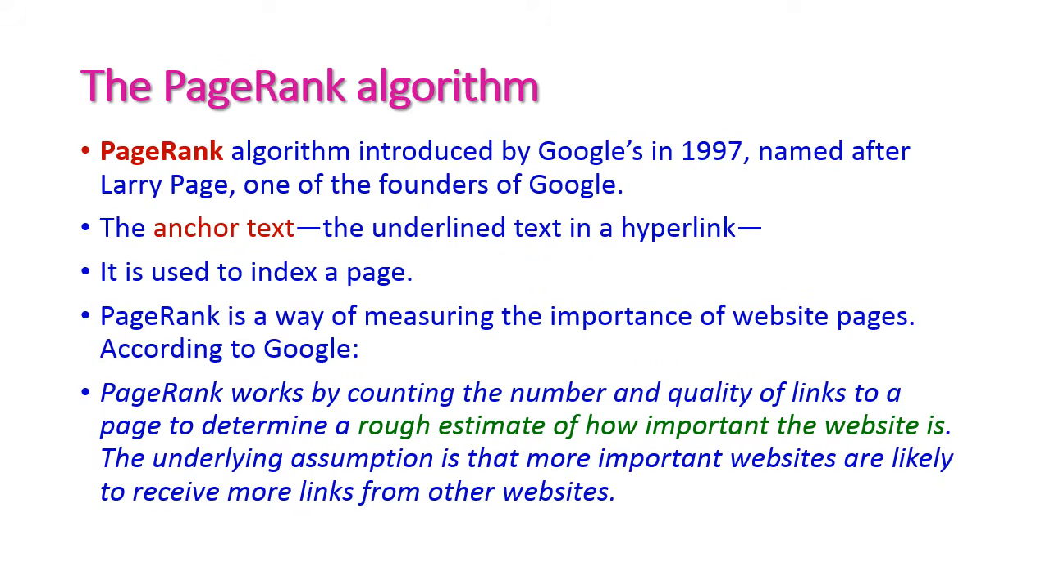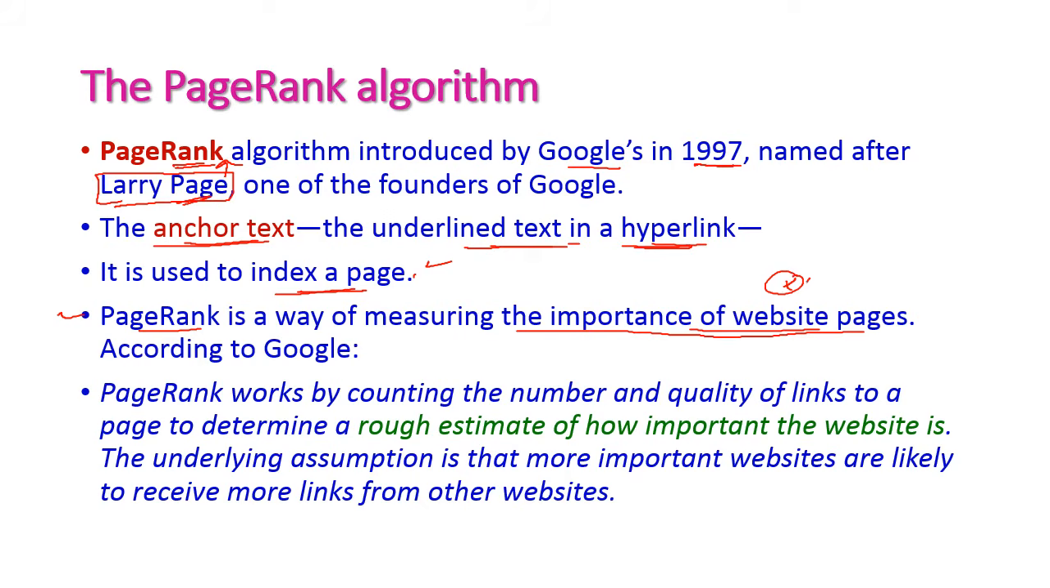The PageRank algorithm was introduced by Google in the year 1997 by one of its founders, Larry Page. So his name is given to this algorithm, the PageRank algorithm. The PageRank algorithm uses anchor text. Anchor text means the underlined text in a hyperlink, and this anchor text is used to index a page, right? So PageRank is a way of measuring the importance of website pages.